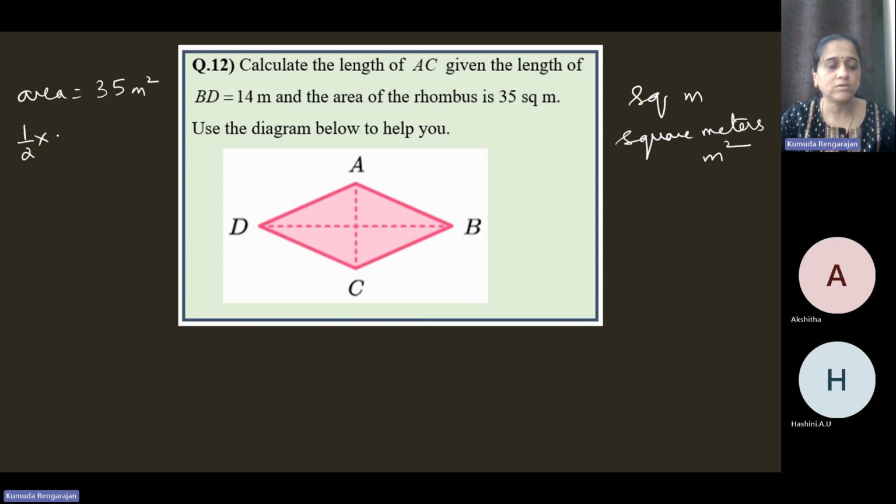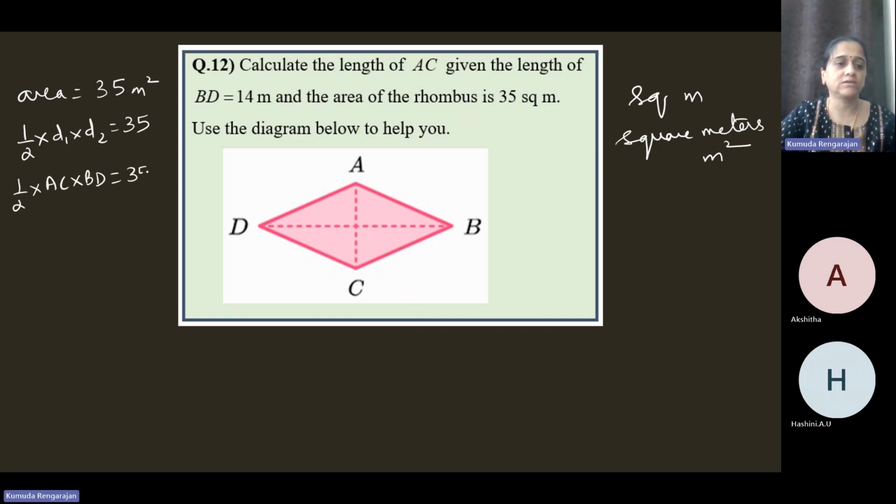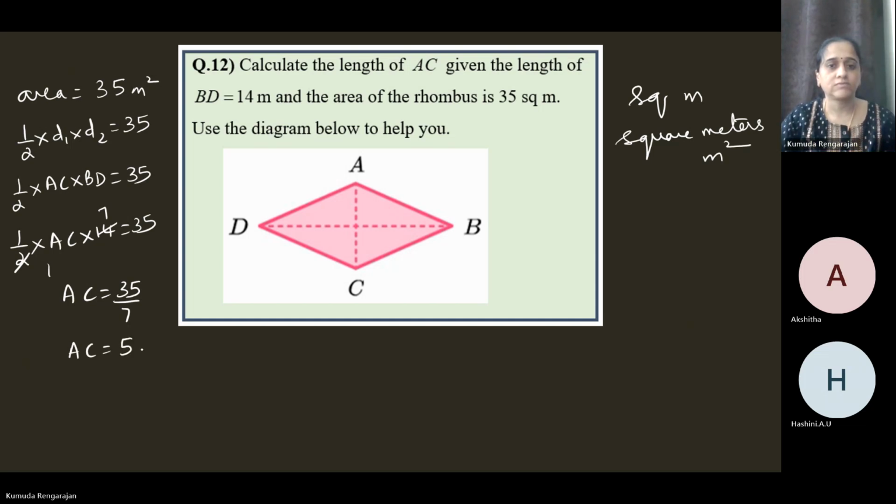So half into D1 into D2 is equal to 35. Half into what is D1? AC. D2 is BD. So half into AC, we don't know, BD is 14, is equal to 35. So AC is equal to 35 by 7, to 5 meters. Correct?